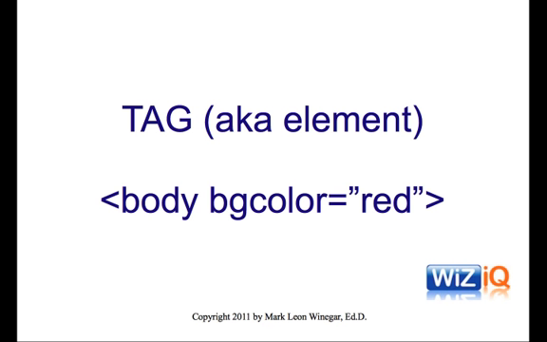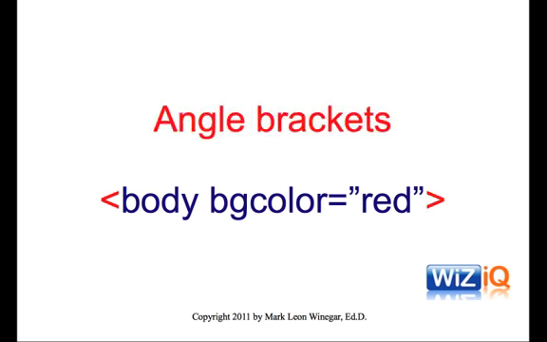Here we have an example. Body BG color equals red. That is a tag. Tags are enclosed in angle brackets. If those angle brackets are missing, it's nothing but text. And body, space, BG color, equal sign, quote, red, end quote, would print out on our web page just like any other text. So don't forget your angle brackets.